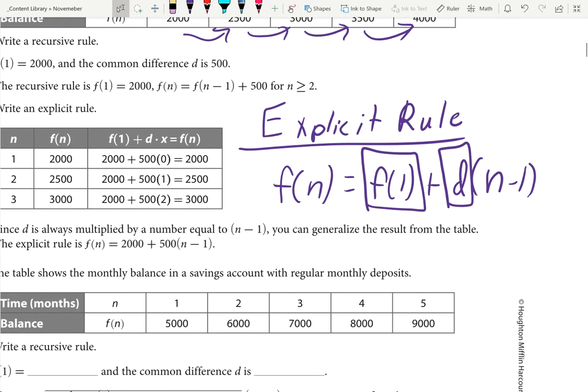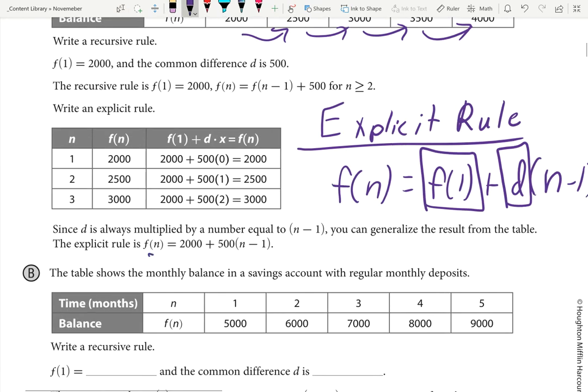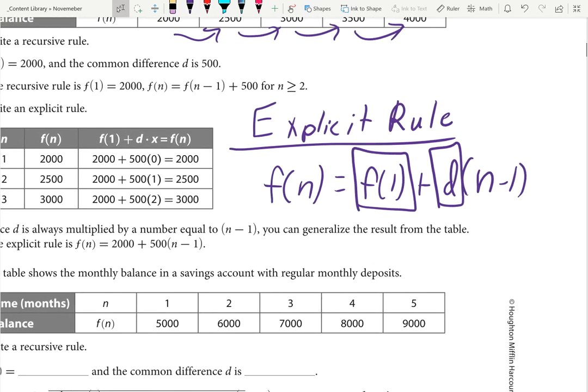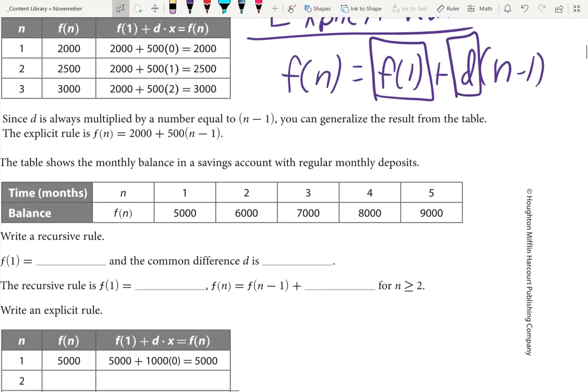So you'll notice, based on this form, they have it written here. Their explicit rule, you'll notice f of n, just like our f of n. They've got the first term, which was 2,000, right? They mentioned that. They got the plus common difference. Our common difference was 500. We've got that. And then they have the n minus 1, like we have the n minus 1. So all they really did, again, was plug in the first term and the common difference, which is exactly what you're going to be asked to do. So 2 forms, 2 rules to remember, the explicit rule and the recursive rule.